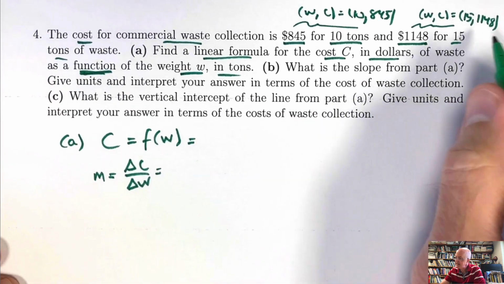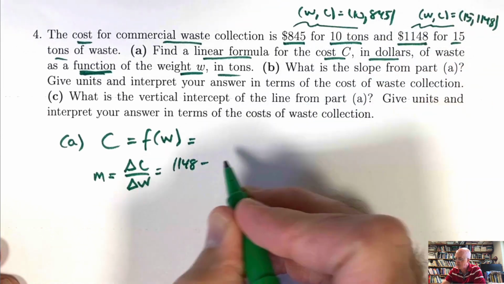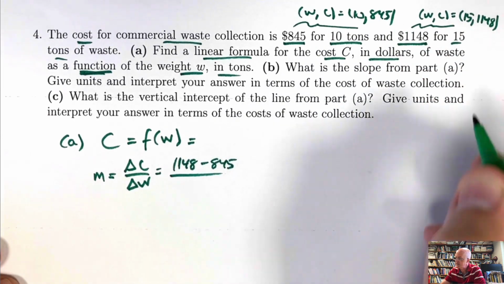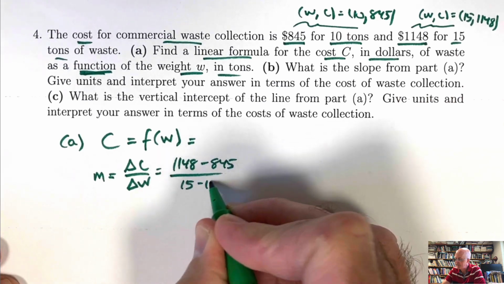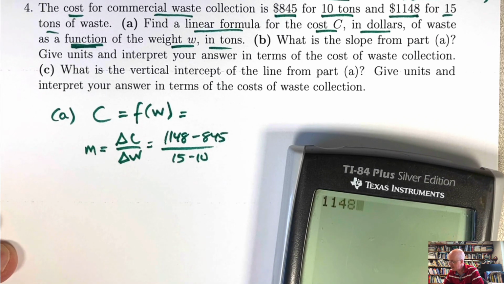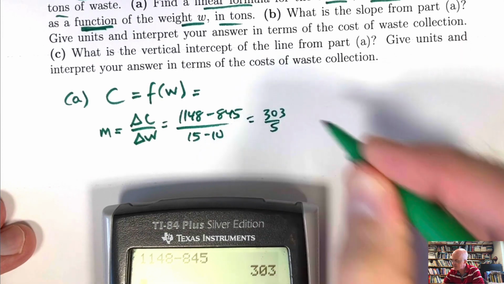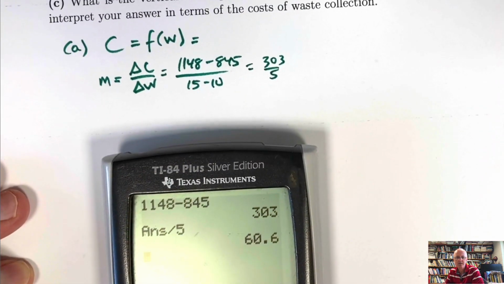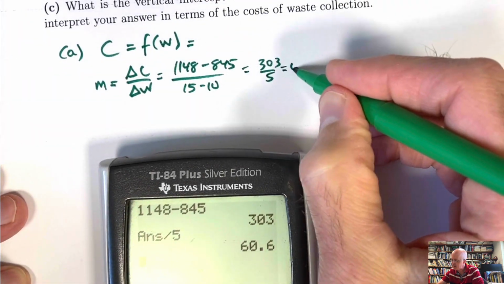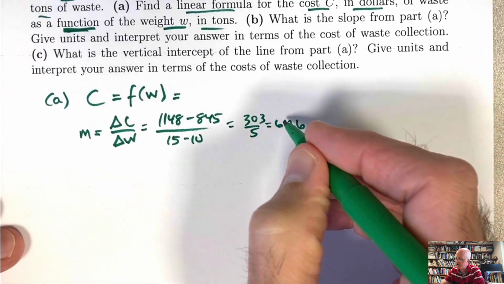So now delta c is going to be the change in the cost, 1148 minus 845, divided by delta w, that's 15 minus 10. Go ahead and use my calculator here to make sure I don't make a mistake. 1148 minus 845 is 303, and that's going to get divided by 5. 60.6 is the slope. All right, I'll go ahead and use the decimal form of it. That'll get plugged in here.